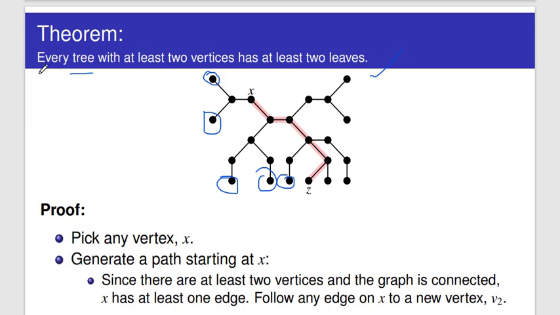How to prove it? Let's pick any vertex x. Generate a path starting at x. You can start from this one or from down here. We have started like this; you can go here also. It depends on you. We just have to draw a path starting from x.